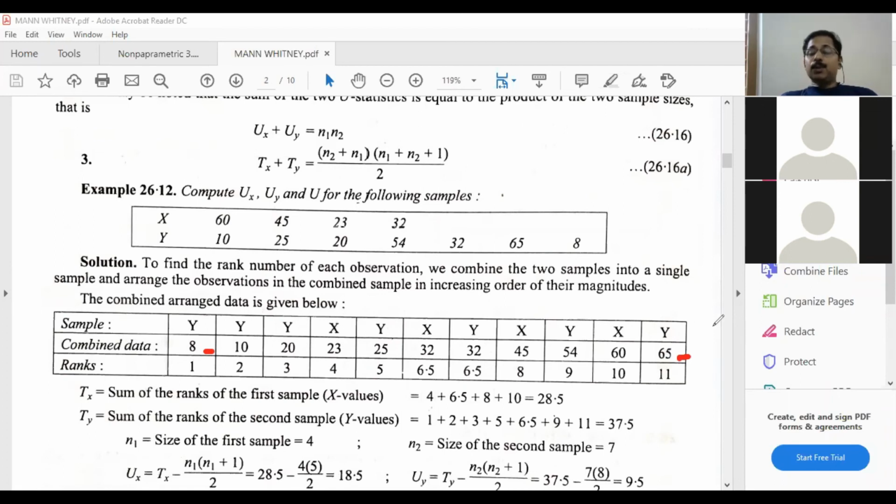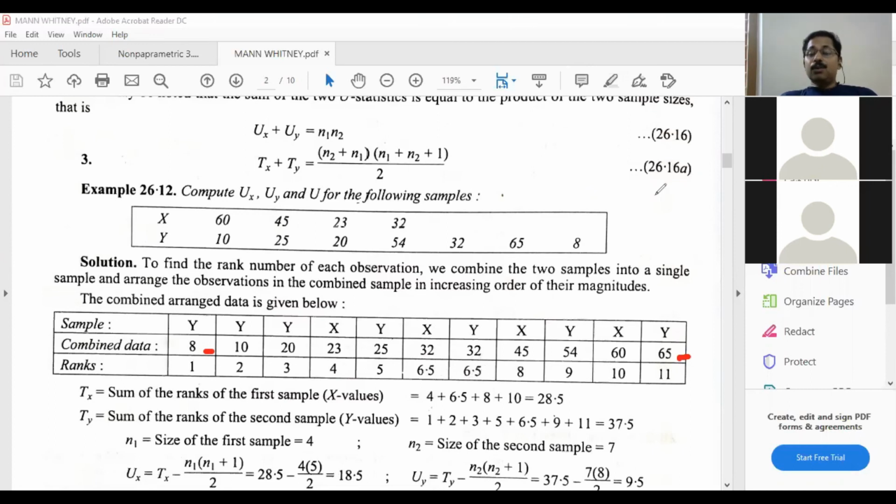And you put ranks to these observations. So the ranks are 1, 2, and so on. If any ties occur, you find the average of the ranks and substitute that rank for the tied observations. Here there is a tie, which is why it is 6.5. These two observations are equal, 32. One is coming from X and the other from Y. So its average is 6.5. You put that value for these observations.